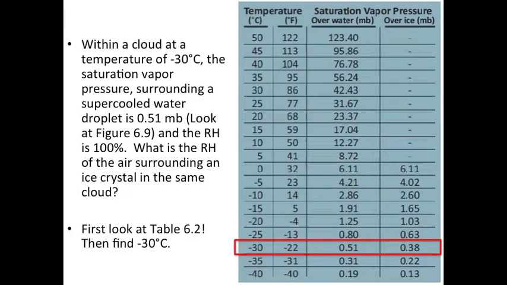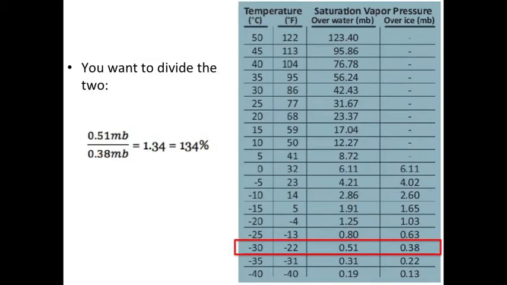To answer this question, first look at Table 6.2 in your textbook. Then find negative 30 degrees Celsius. Reading the table, it shows that at negative 30 degrees Celsius, over water the saturation vapor pressure is 0.51 millibars, and over ice the saturation vapor pressure is 0.38 millibars.